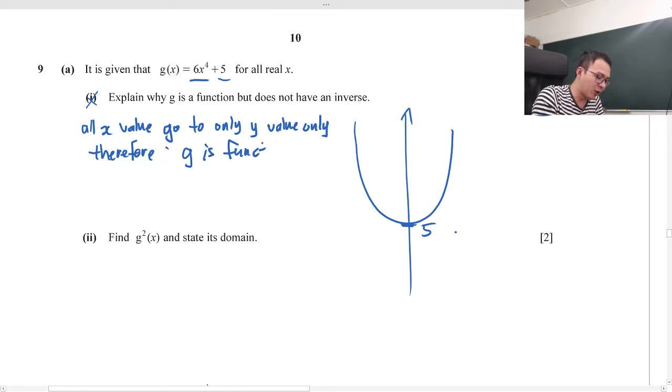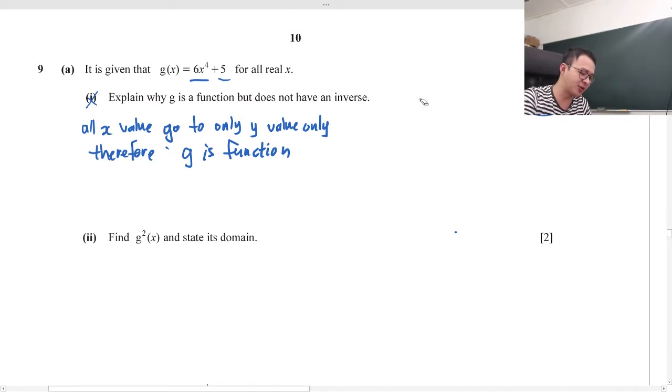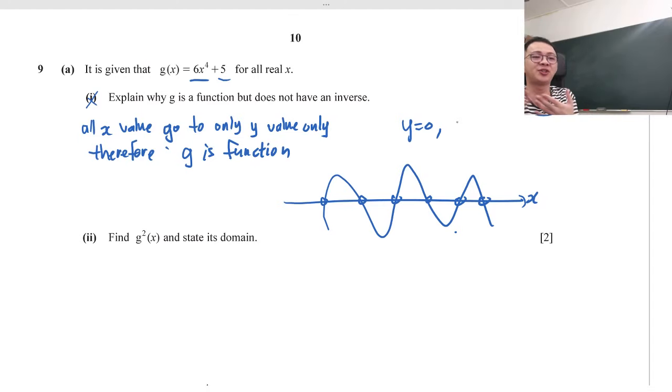Because when we call it a function, that means you can have a lot of x values, but you can only have 1 y value. If you have more than 1 y value over here, then it is not a function. So I give you some idea about function. Let's say y equals 0, I have 1, 2, 3, 4, 5, 6. I can have 6 x values all go to 1 y value, which is y equals 0. So all the x values go into 1 y value, it is still considered a function.